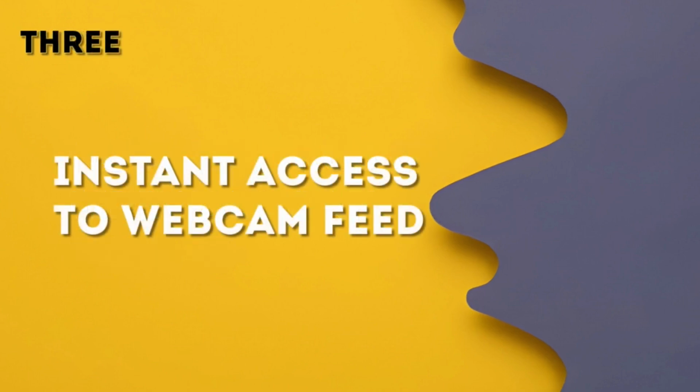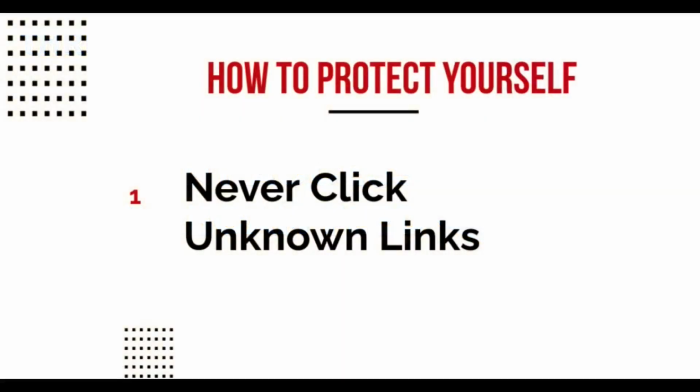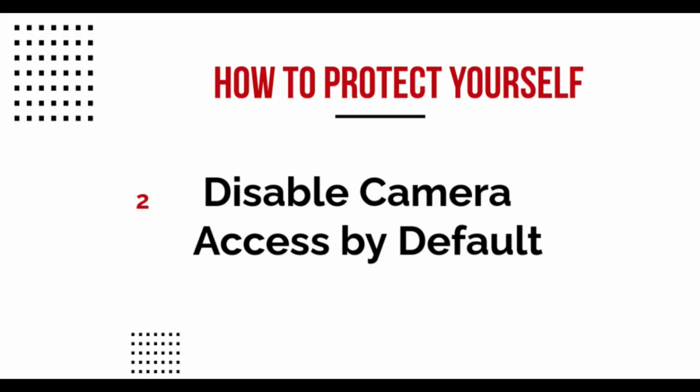Number three, once a user clicks on the phishing link, it allows camera access, even unknowingly. CamPhish can instantly stream or capture live webcam footage. How do we protect ourselves? Never click on unknown links. Be extremely cautious with random or suspicious links sent via emails, texts, DMs, or even QR codes. You have to disable camera access by default. Make sure you disable your camera.